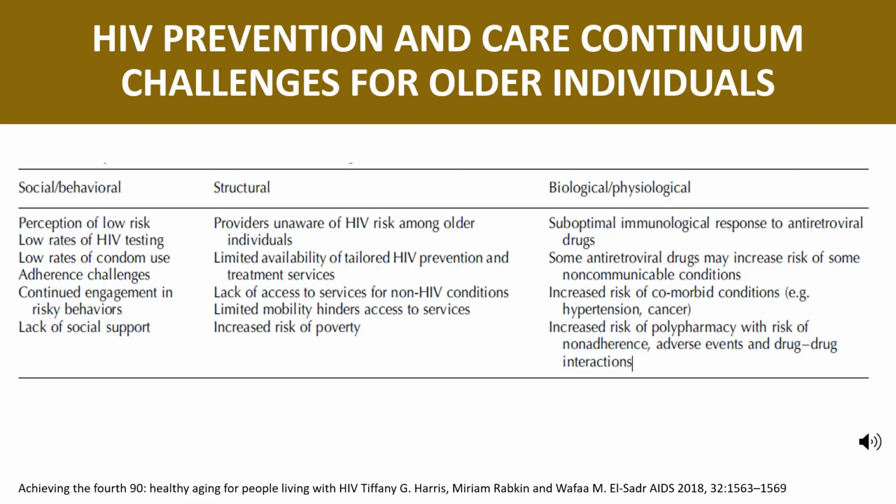There are 3 high-level challenges. 1. Social and behavioral. 2. Structural. And 3. Biological and physiological. Social and behavioral challenges include low rates of testing, low perception of risk and condom use, risky behavior, and isolation.